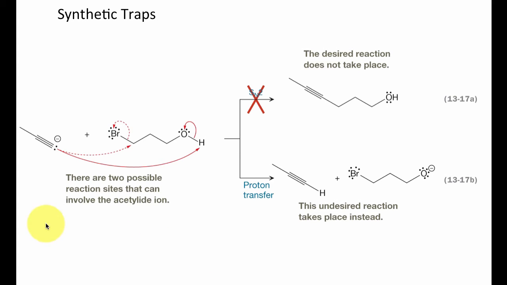In this particular case, if we were using a terminal alkyne and an OH, we would have found that the terminal alkyne is going to protonate from the OH much faster than it's going to displace the bromide. So instead of getting the SN2 reaction we wanted to make a new carbon-carbon bond, we would get an acid-base reaction. Anytime you have a compound with more than one functional group, you have to consider this particular synthetic trap.